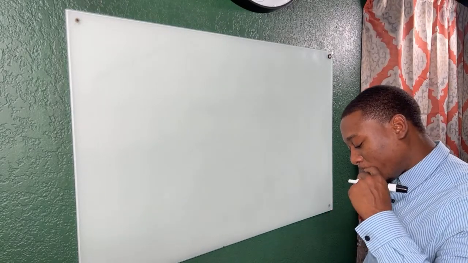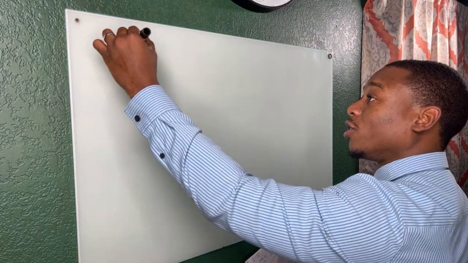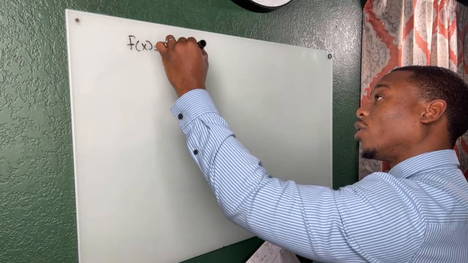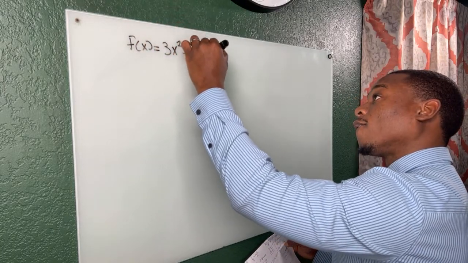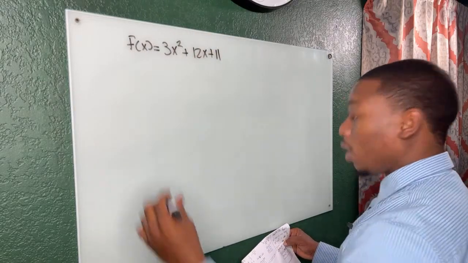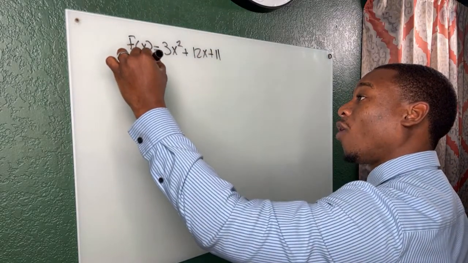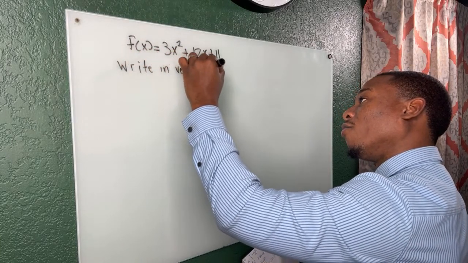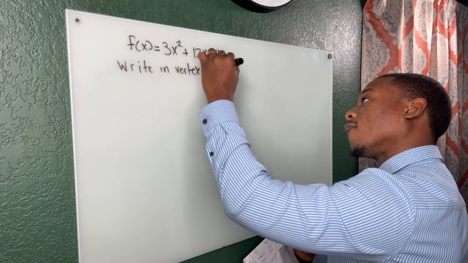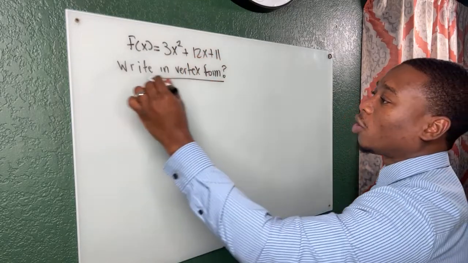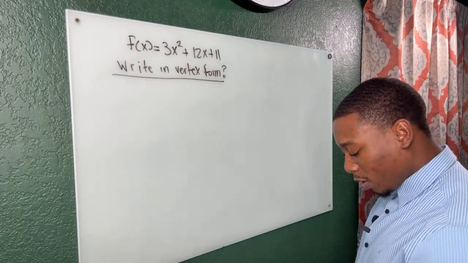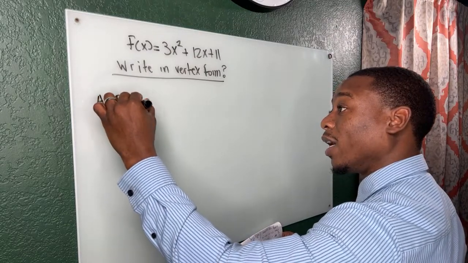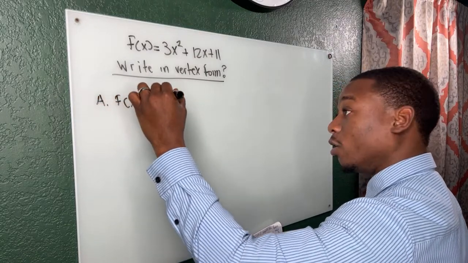So they gave us a function, right? They say that the function is f of x is equal to 3x squared plus, and they want us to write this in vertex form. That is the question on what we're trying to do right there. But before we get there, let's just write out our answer choices, right? I want to make sure that we get this, because this is a really good problem that you're going to see.